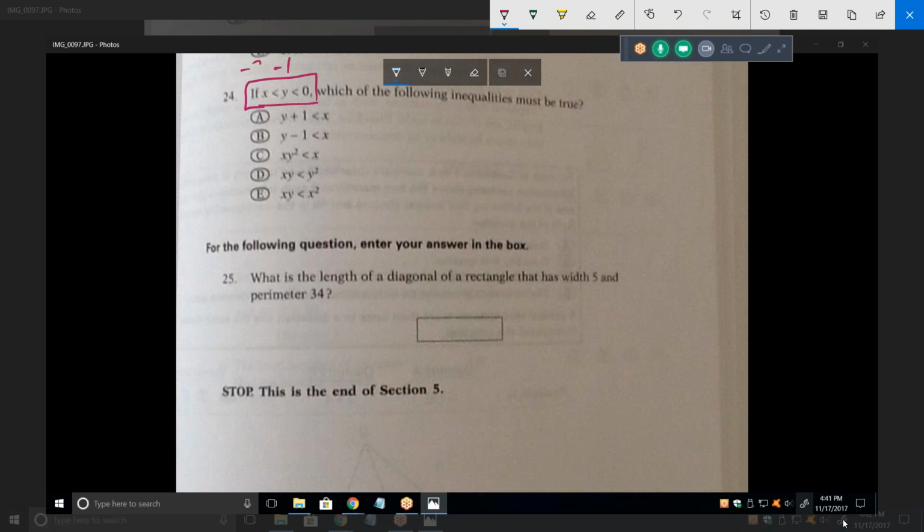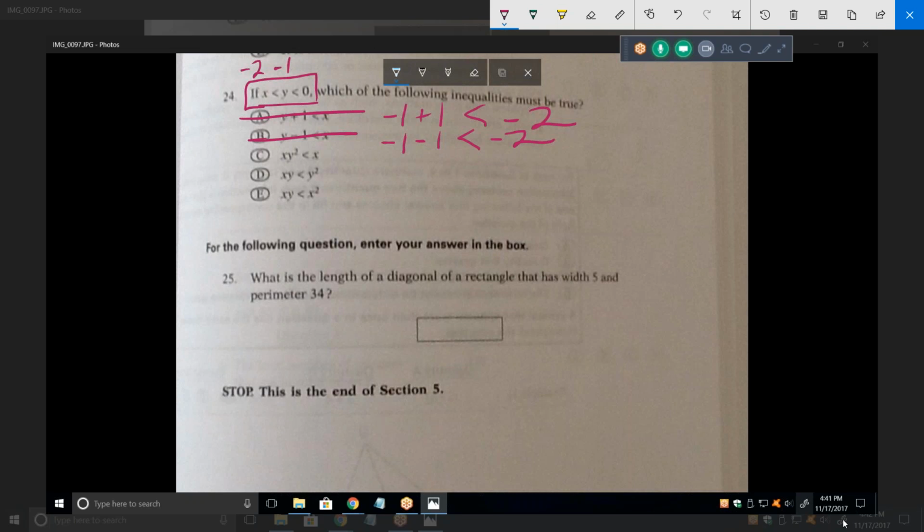Make it easy, x is -2. So that would be true. And now we've got, is -1 y plus 1 less than -2? It is not. No. Is -1 minus 1 less than -2? It is not. No.